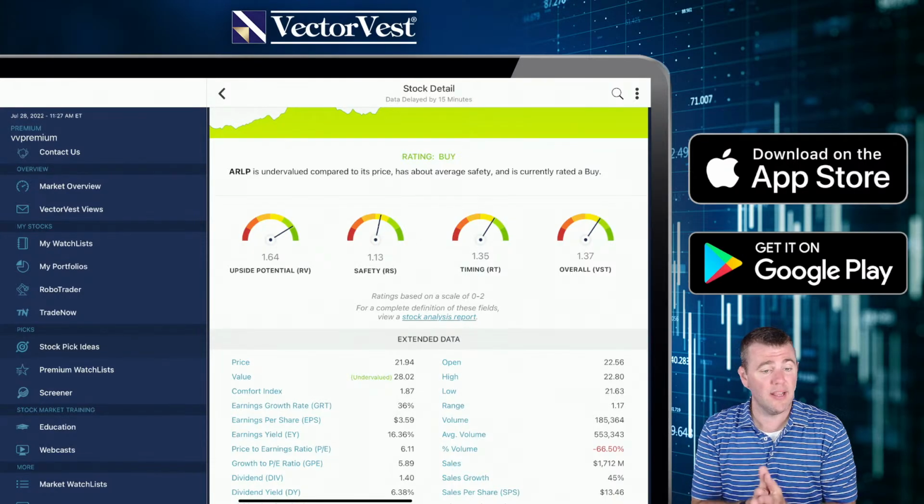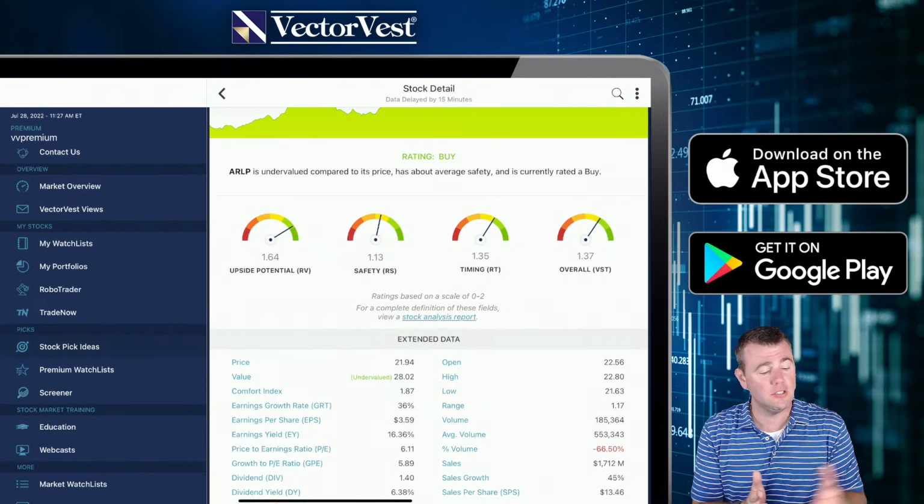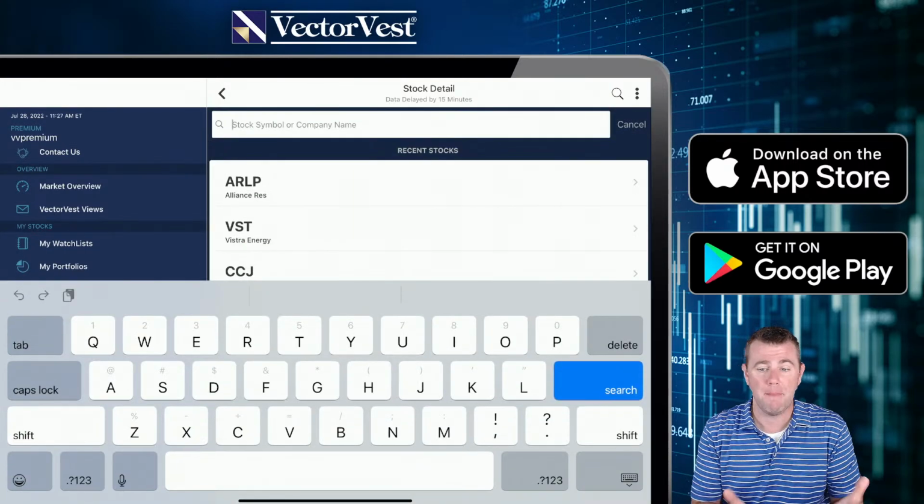All right, so once again, if I didn't get to analyze your specific stock today, I do apologize. We had a lot of stocks coming in. But if you're already a subscriber, just simply pull up the app, sign in with the same username and password you always use. Tap on that little magnifying glass in the upper right, type in your stocks, and you can do the same analysis wherever you're at.